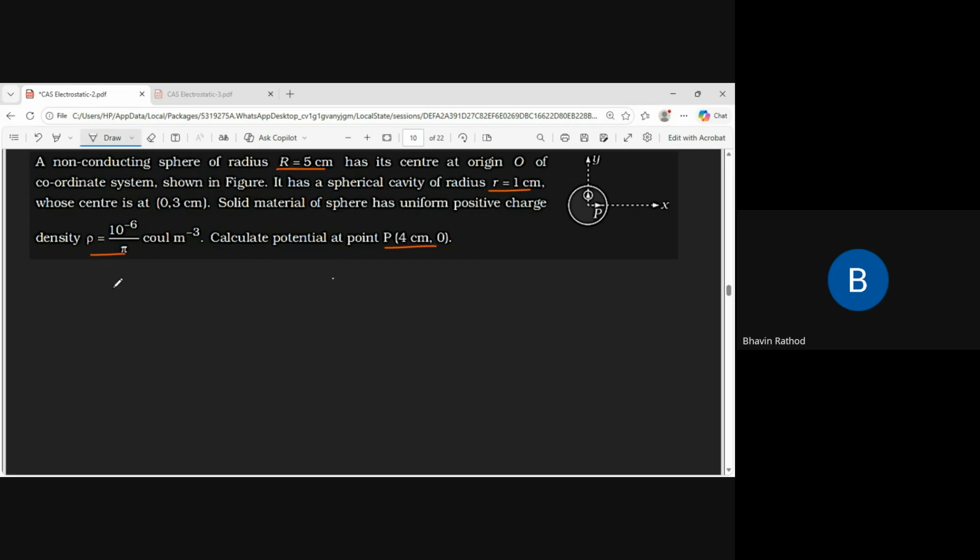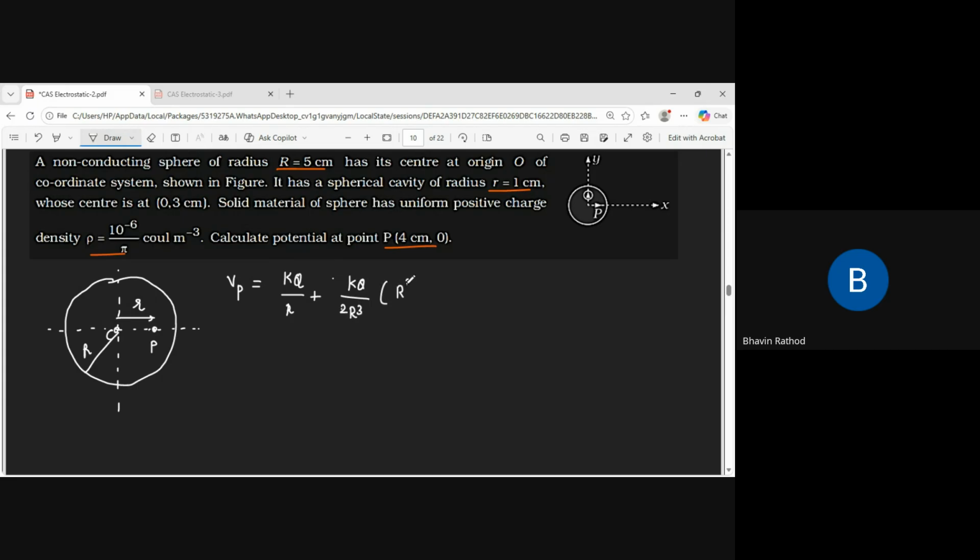In your regular classes, you would have studied that if I have a solid sphere which is uniformly charged, and there is a point P at a distance of r from the center, and I want to find the potential at this point P, then the expression for that is kq by R, capital R being the radius, plus kq by 2R cubed into R squared minus r squared. That is the first thing.